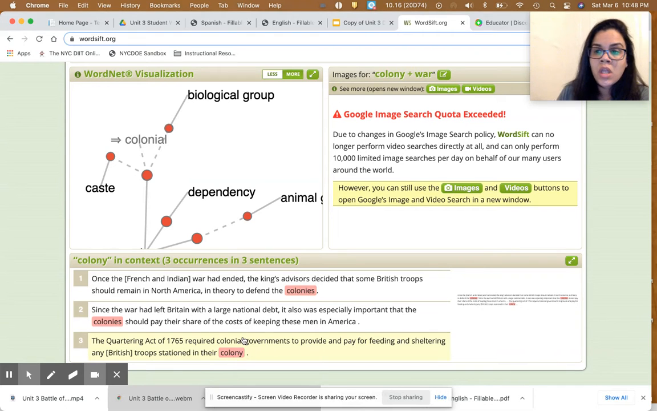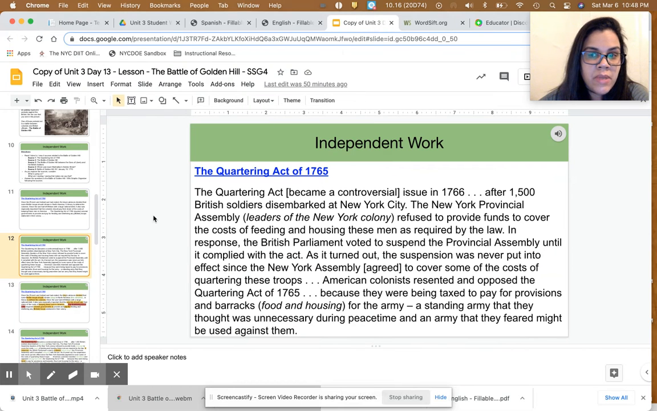Students can also focus on one of these sentences and use it to take notes and ask questions in preparation for the day's lesson. So those are just some ideas on how you can scaffold the Quartering Act the day before, 2 days before the actual lesson.